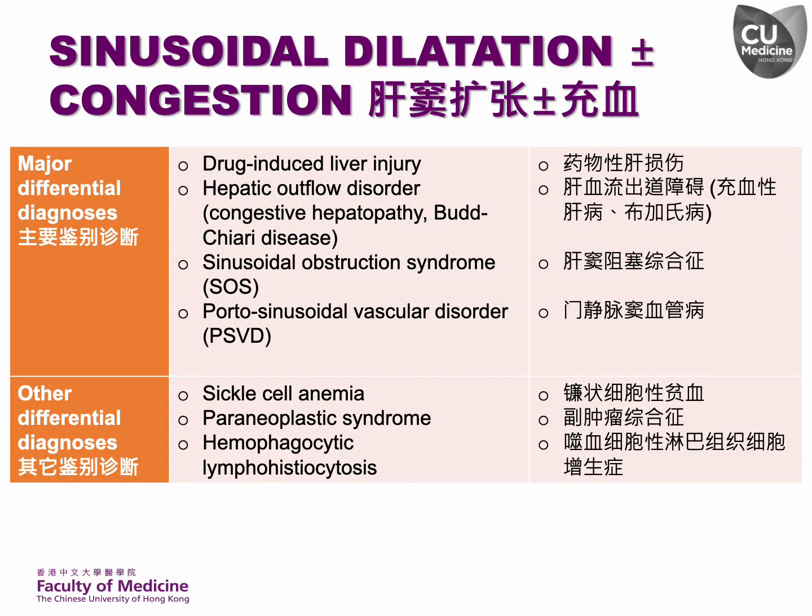Hepatic sinusoidal dilatation can result from several conditions that interfere with normal liver blood flow. These include hepatic outflow disorders, such as those affecting the hepatic vein like Budd-Chiari syndrome, and post-hepatic systemic venous system issues, such as congestive hepatopathy. Sinusoidal obstruction syndrome (SOS) is another cause, where damage to the sinusoids impedes blood flow. Portal sinusoidal vascular disorders, which affect the portal vein, also contribute to sinusoidal dilatation. These conditions are usually accompanied by other histological features helping the diagnosis.